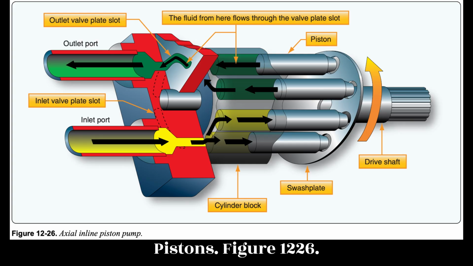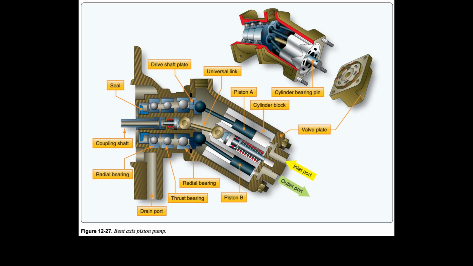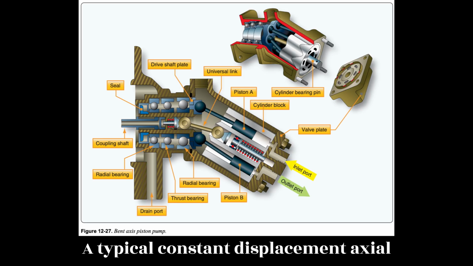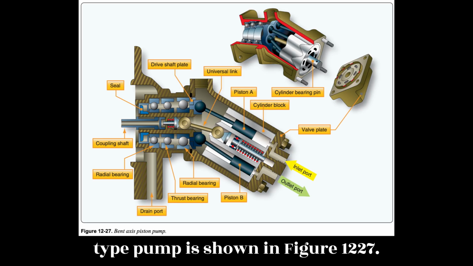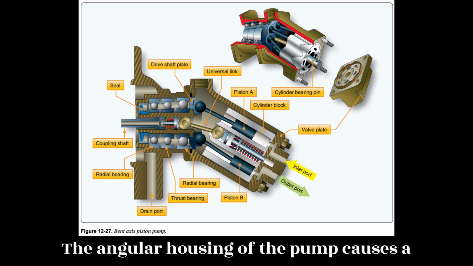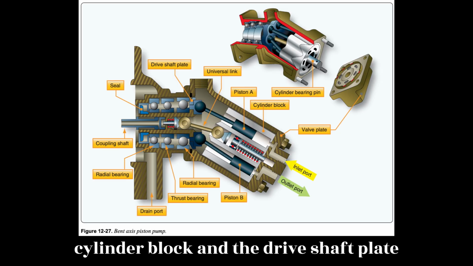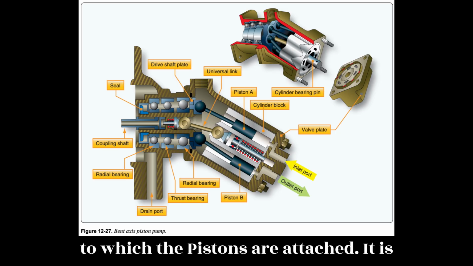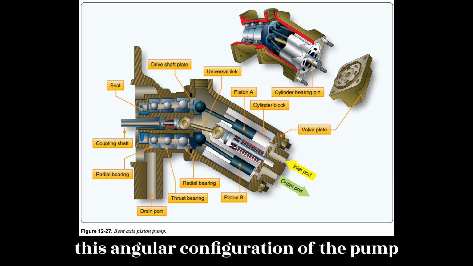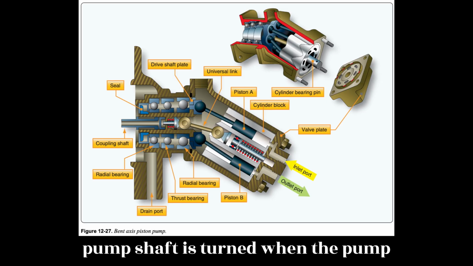Figure 12.26. End of page 12 to 17. Bent axis piston pump. A typical constant displacement axial type pump is shown in figure 12.27. The angular housing of the pump causes a corresponding angle to exist between the cylinder block and the drive shaft plate to which the pistons are attached. It is this angular configuration of the pump that causes the pistons to stroke as the pump shaft is turned.